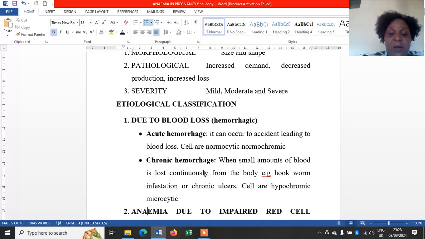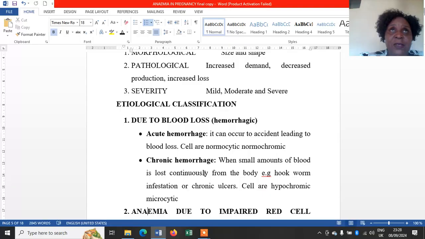when I go back to acute hemorrhage, we said we also classify the red blood cells on how they look, that is, their size and shape. So for acute hemorrhage, the cells are normocytic and normochromic. What does it mean? That these cells are very normal when you look into the microscope. They have the normal shape and they have the normal color. Normal shape is normocytic, normal color is normochromic.